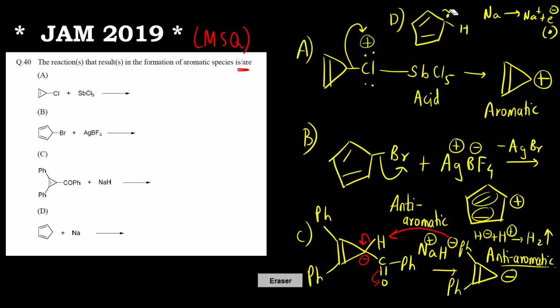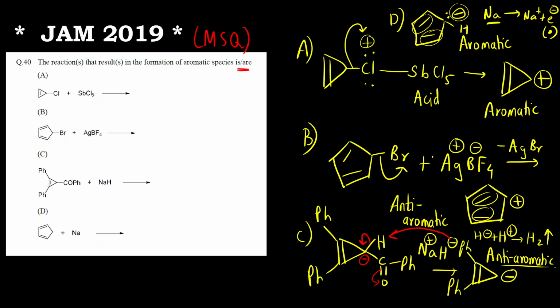So here we will get two electrons, that is a negative charge. One electron was from the CH bond, another electron was given by sodium. So now if you see, how many electrons are here? 2 plus 2, 4, 4 plus 2, 6. So it is going to be aromatic.